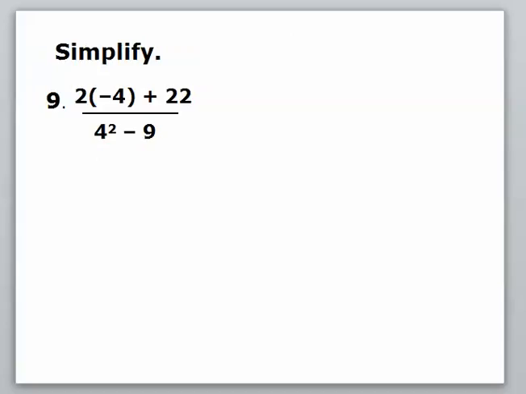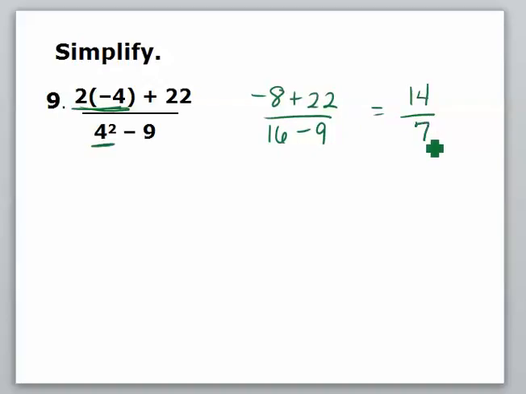On my next problem, it has a fraction bar, so we're going to think about the top separated from the bottom. So in the top part, I would do the multiplication first, which would give me negative 8 plus 22. On the bottom, I would do the exponent part first, which would be 4 times 4, which is 16. Now I can say, well, I owe somebody 8, I have 22, so that means I have 14 left. And down here I have 16 minus 9, which is 7, and so my answer ends up being 14 divided by 7, which is 2.